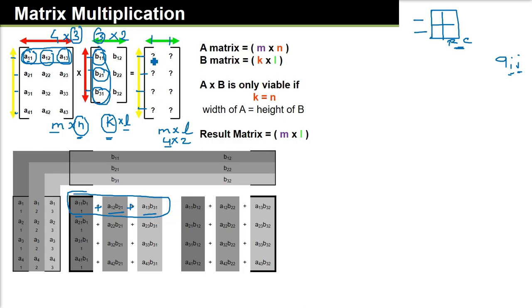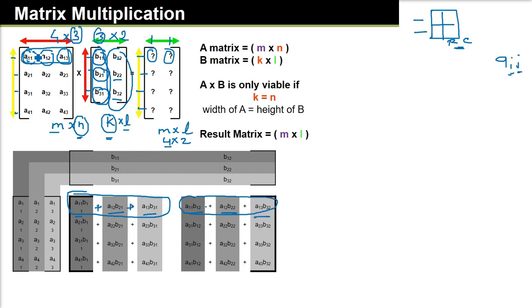Now, remaining on the first row, you increase the column and go to the second column. So A11 into B12, write it here; A12 into B22, write it here; A13 into B32, write it here, and add them. When you add, this will be the second entry in the resultant matrix.